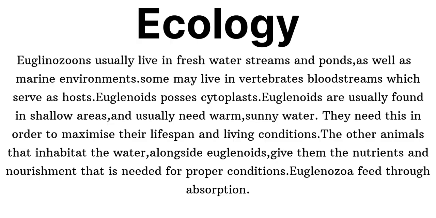Ecology: Euglenozoans usually live in freshwater streams and ponds as well as marine environments. Some may live in the bloodstreams of vertebrates, which serve as hosts. Euglenoids possess cytoplasm. Euglenoids are usually found in shallow areas and usually need warm, sunny water. They need this in order to maximize their lifespan and living conditions.